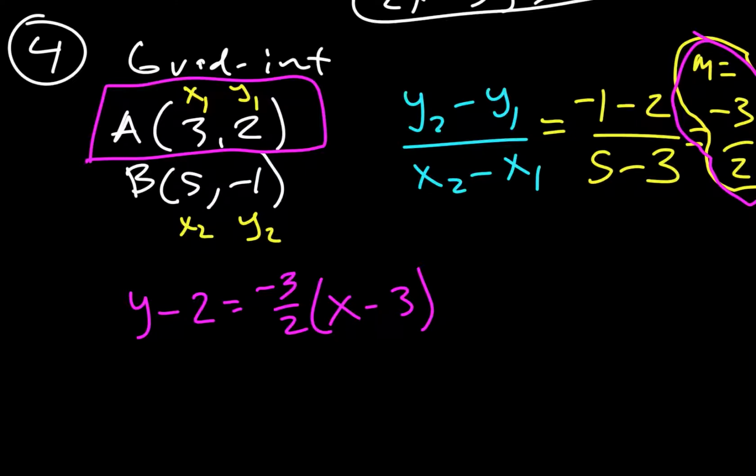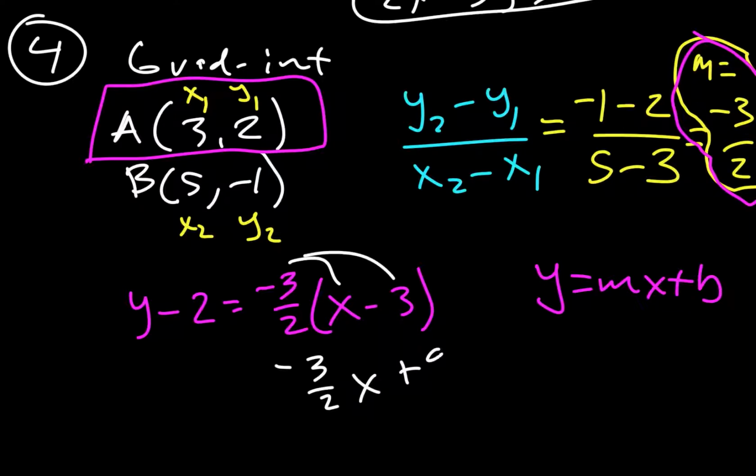Now remember, gradient intercept form, or slope intercept form, y equals mx plus b, is what we're looking for. So eventually we need to solve for y. First, we're going to distribute. So we have negative 3 halves x plus 9 halves. And from there, we're going to add 2 to both sides.